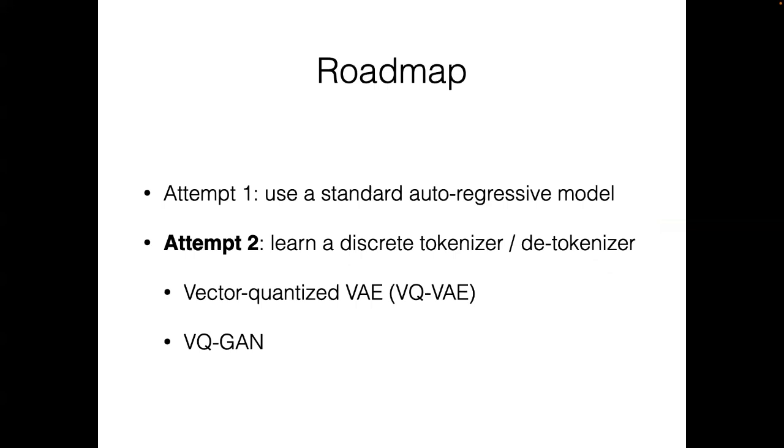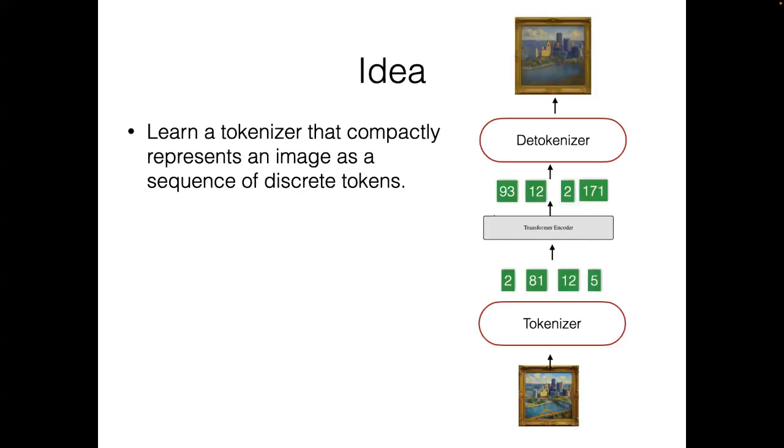Okay. So now we want to try to learn some discrete tokenizer and detokenizer. And we'll talk about two different methods, and they're very similar. So here's the picture. Again, we want to learn this tokenizer that will actually turn this image into just these discrete tokens. Then, as I mentioned, we can pass it to a standard transformer. The transformer can generate these tokens. And then we can learn this kind of detokenizer that turns it back into an image.